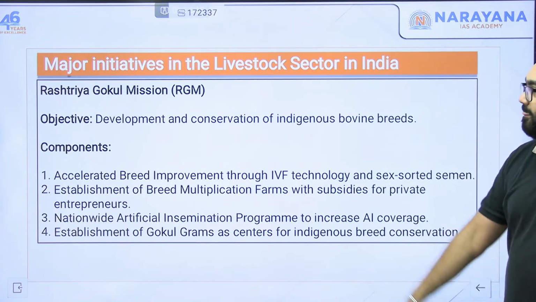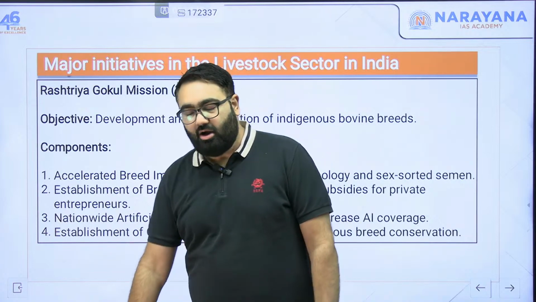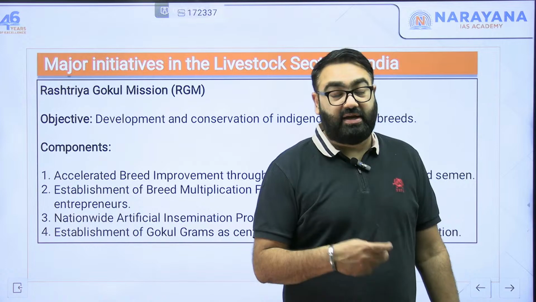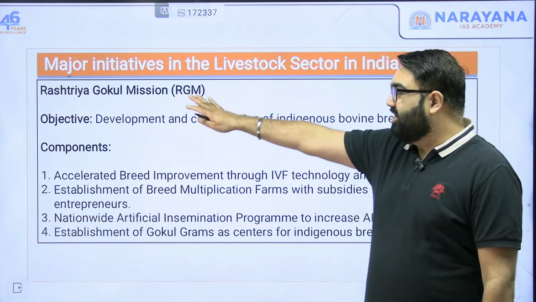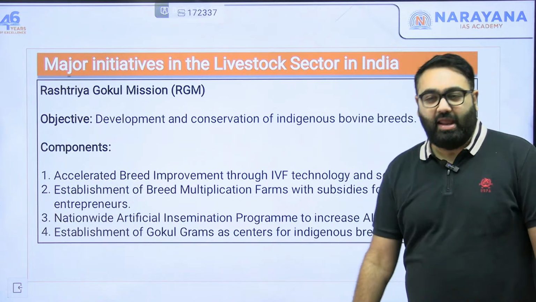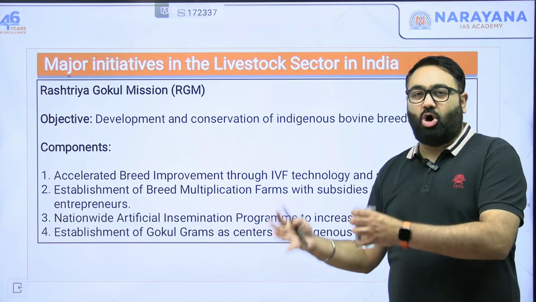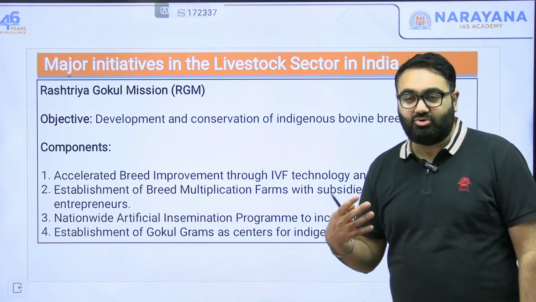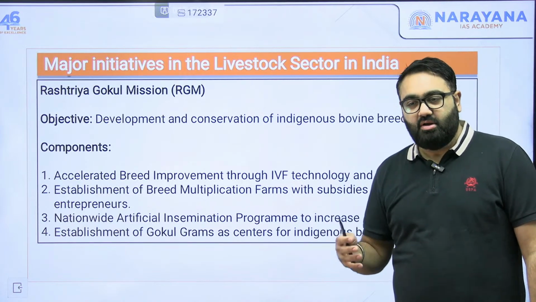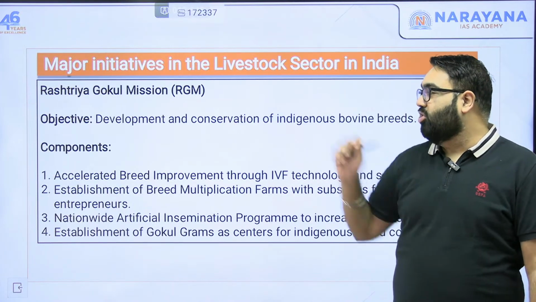Apart from that, in the livestock sector specifically, there are multiple initiatives that the government has taken in the past few years. Let me share a few examples that can be relevant. We have the Rashtriya Gokul Mission, specifically for conservation of indigenous bovine breeds. As I told you, there is an increasing trend among farmers to opt for exotic species or mixed breeds when it comes to bovine, under the assumption that they will give more milk production. So the government wants to preserve indigenous species. For that, the Rashtriya Gokul Mission was launched.